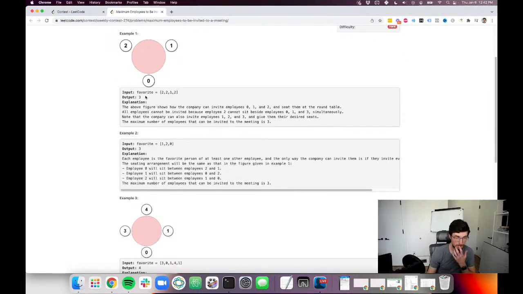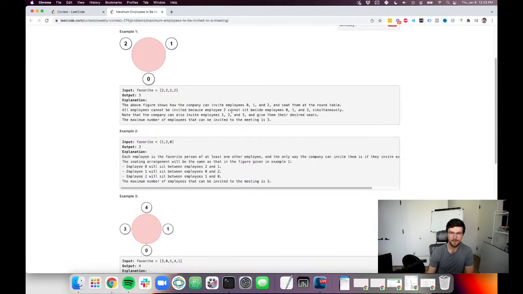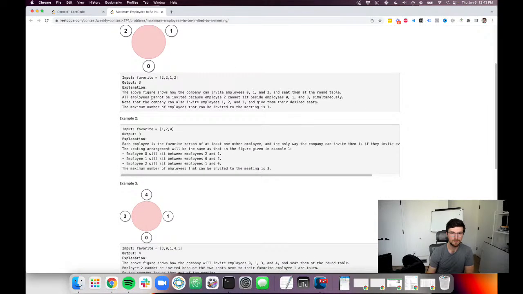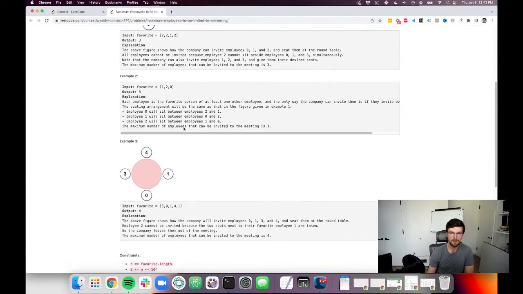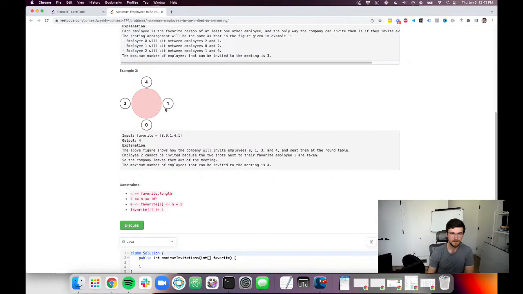So in this case, everyone wants to sit next to person 2. So we're kind of limited here, because only 2 people can sit next to person 2. All employees cannot be invited. Note that the company can also invite 1, 2, and 3 and give them their desired seats. In this case, where everyone's favorite is a different person, then we can invite more.